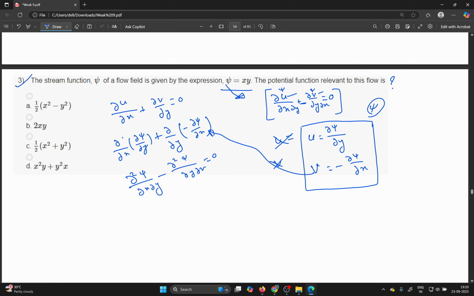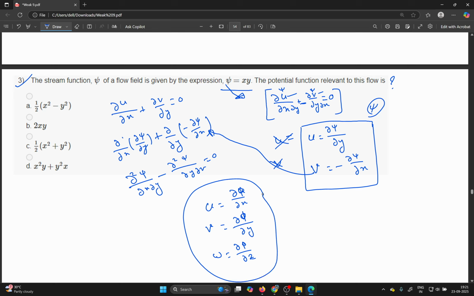Now you have to remember one thing: what is the potential function. The potential function is very easy. u is equal to del phi by del x, v is equal to del phi by del y, and w is equal to del phi by del z. So remember please, you can apply these things for three-dimensional flow, but the stream function is restricted only to 2D, remember please.